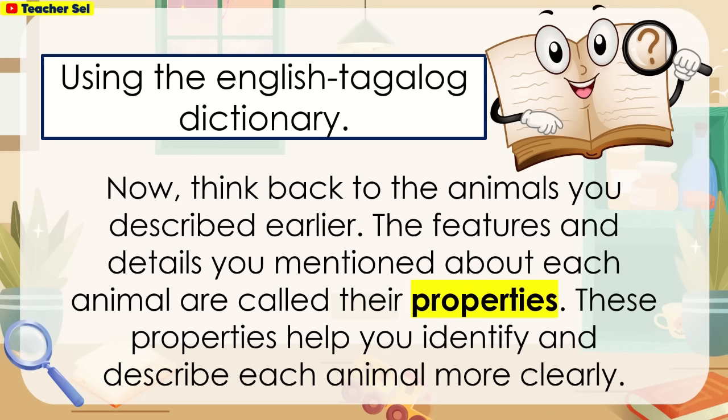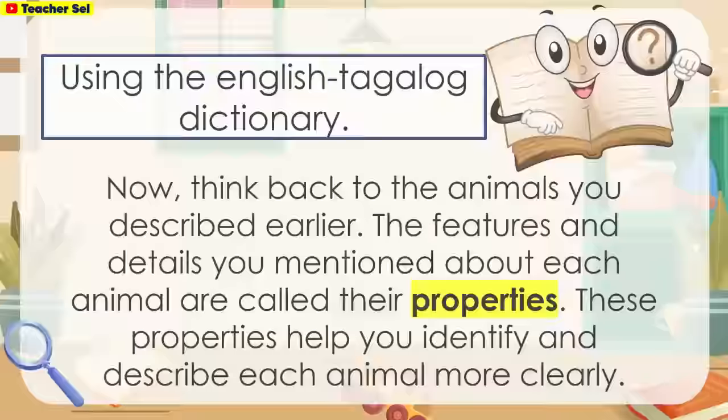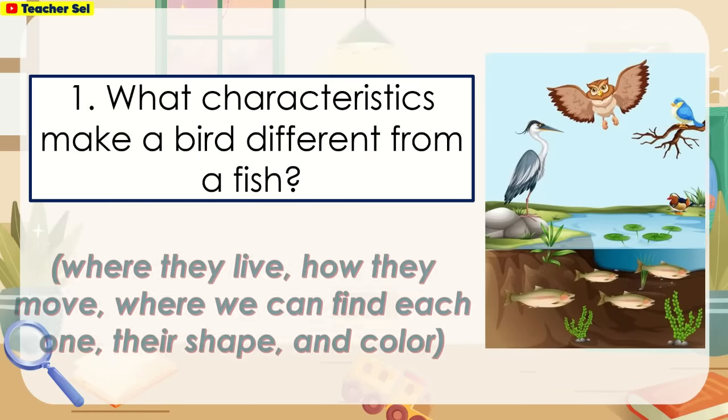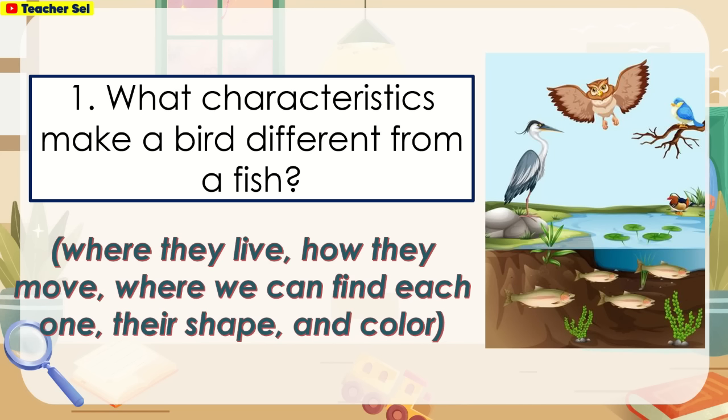Now, think back to the animals you described earlier. The features and details you mentioned about each animal are called their properties. These properties help you identify and describe each animal more clearly. What characteristics make a bird different from a fish? You're right, it's where they live, how they move, where we can find each one, their shape and color.